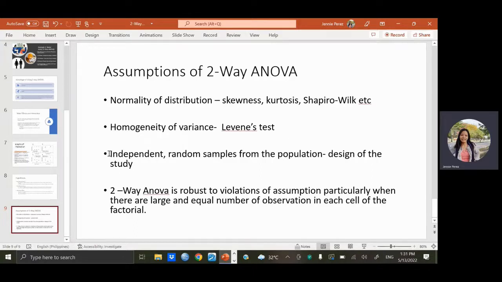And another assumption is that the samples were independently and randomly chosen from the population. This is inherent in the design of the study. This should be part of the design. However, if there are violations, the two-way ANOVA is robust to violations of assumptions, particularly when there are large and equal numbers of observations in each cell of the factorial.